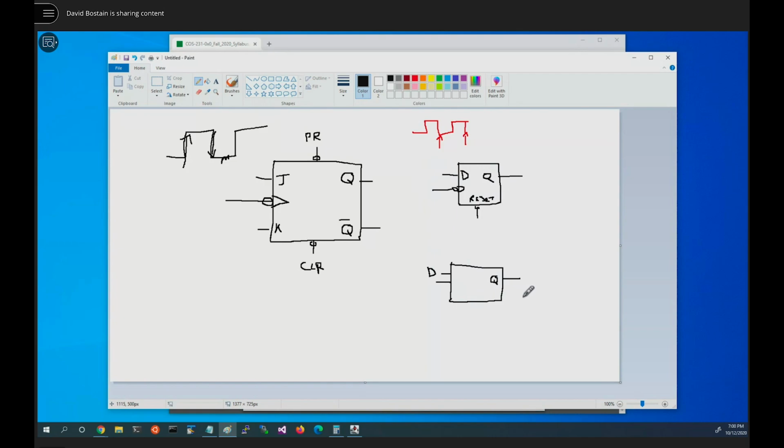Okay, Robert, why don't you tell me about that one? Would that be a D latch? I should actually write clock here, but I don't need to. You all are aware of that. Same thing, I should have written clock up. Okay, specifically, what type of D latch?